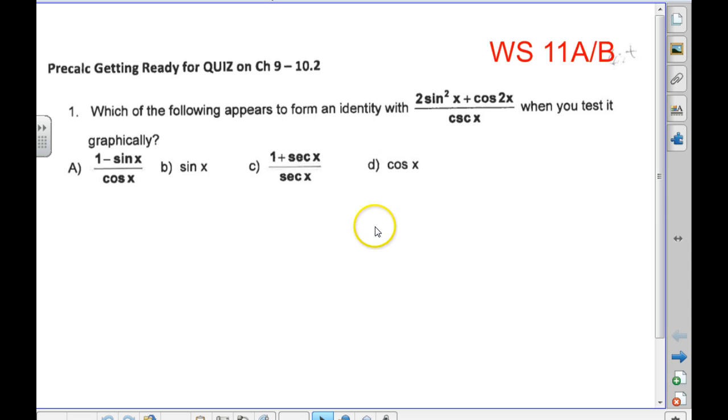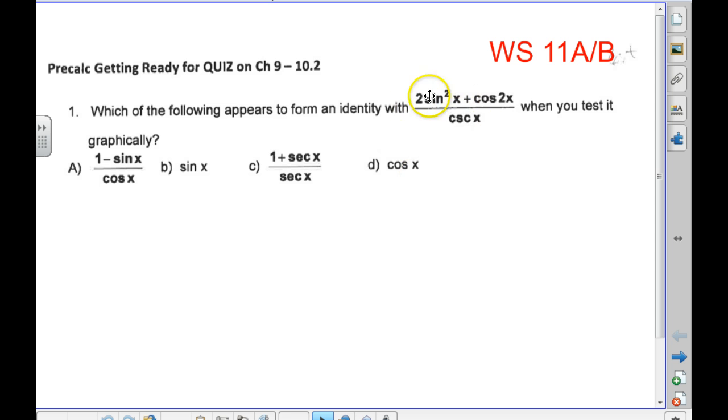All right, you need to have out worksheet 11, which says getting ready for the quiz on 9 to 10-2. Okay, there are several questions on the quiz that it would be beneficial to solve graphically. This first one says, which appears to form an identity.